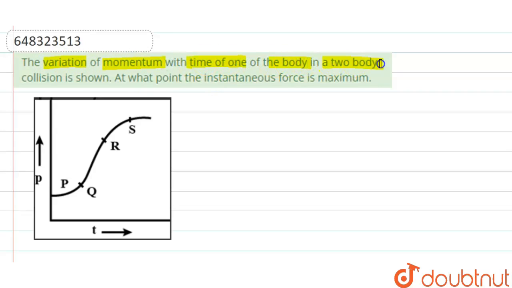Hello friends, here the question is: the variation of momentum with time of one of the bodies in a two-body collision is shown. At what point is the instantaneous force maximum?